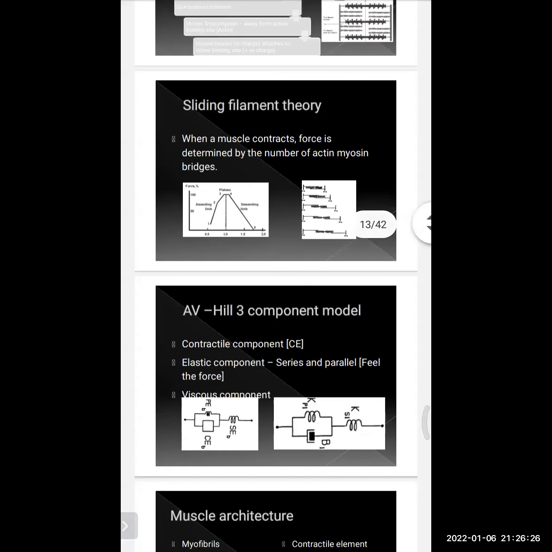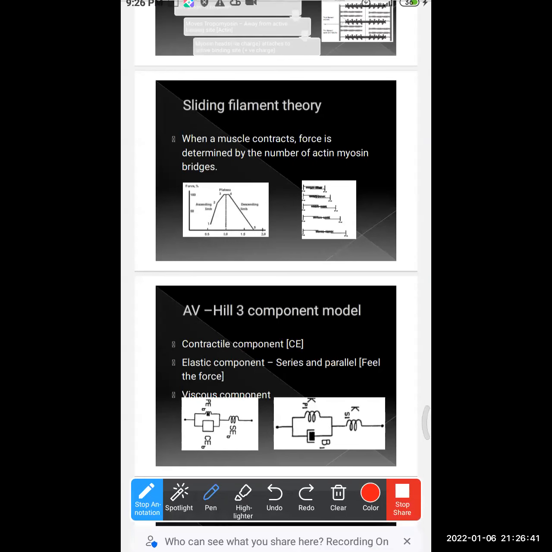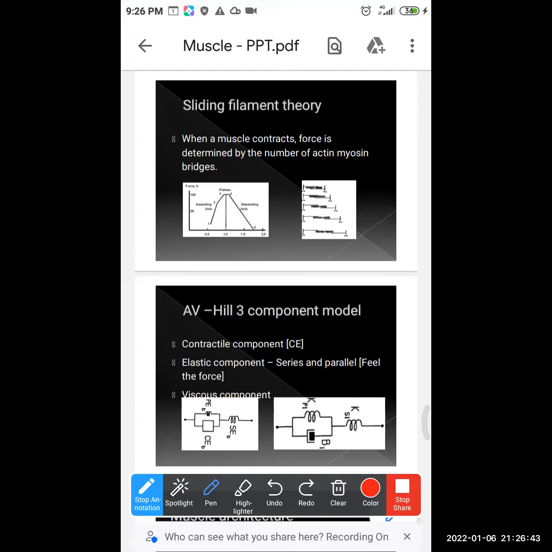One is called a contractile component. The second one is called the elastic component, and the third one is called a viscous component. So the first one which you see in the picture is a contractile component. This part of it, which is the CE, is a contractile element.